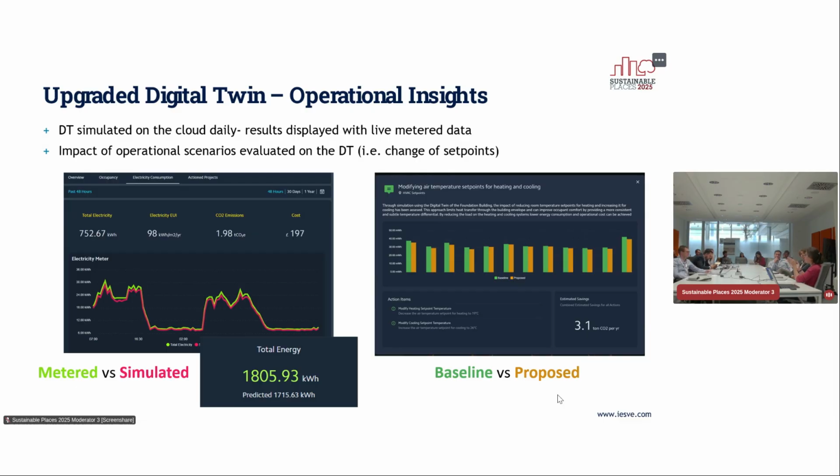So how is the performance of the building drifting? And so that will tell you immediately if there are some issues to look at. You can look at the costs, the energy use, and the CO2 emissions as well.